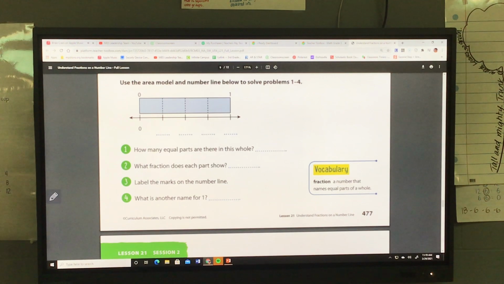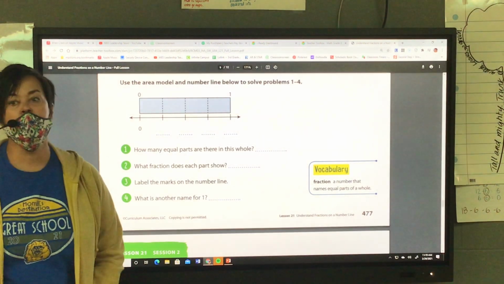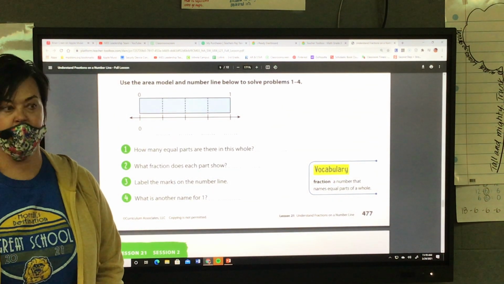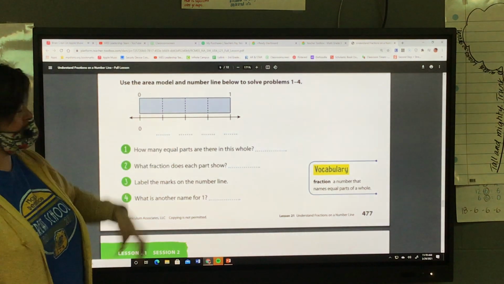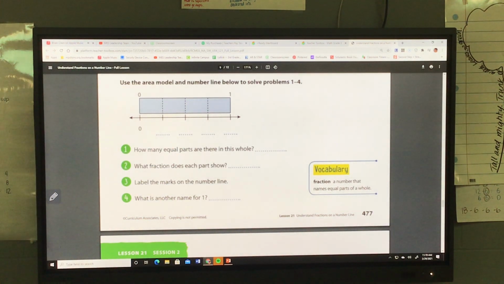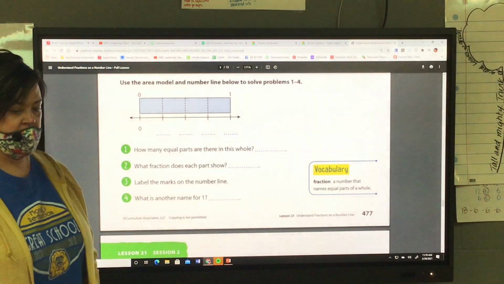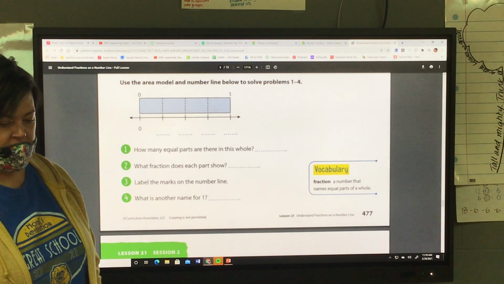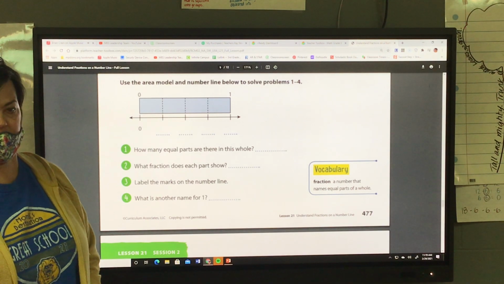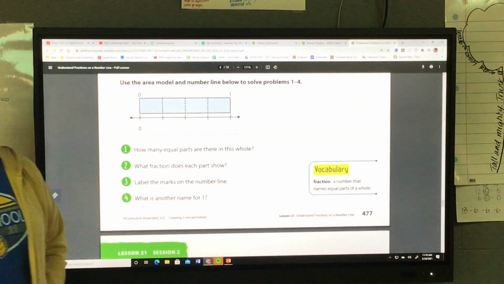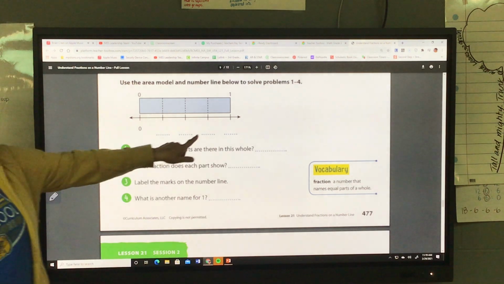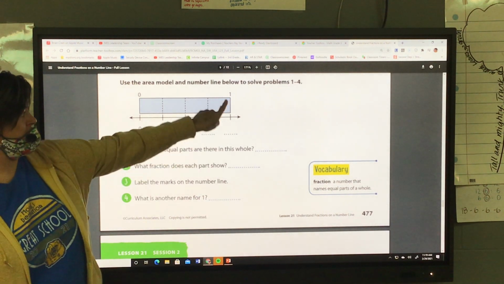4. What is another name for 1? What's the fraction that you can write for 1 on this number line? What fraction equals 1 on here? Friends, it's what you wrote for the fraction right here that equals 1.